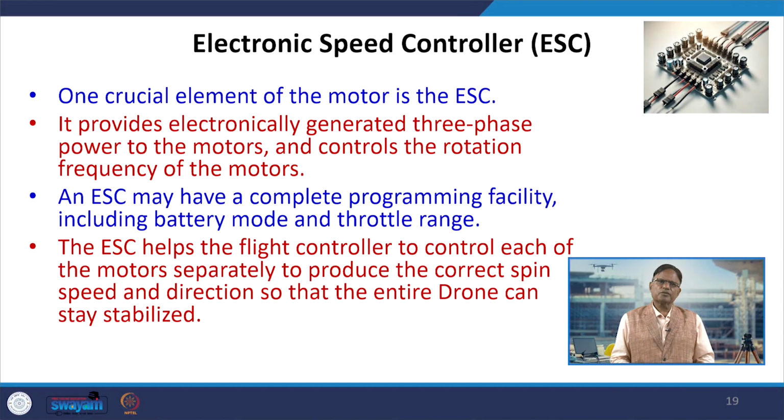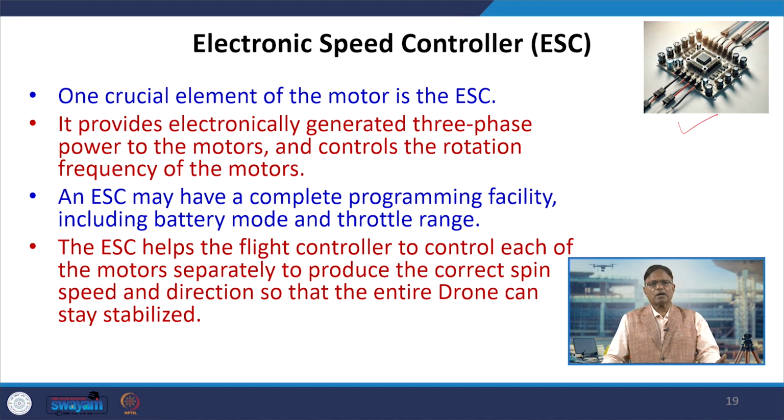Then the next component, which is the heart of the drone system, the electronic speed controller, is a crucial element of the motor. It provides electronically generated 3-phase power to the motor and controls the rotation frequency of the motor. So, this ESC is shown in this particular diagram, an electronic component.